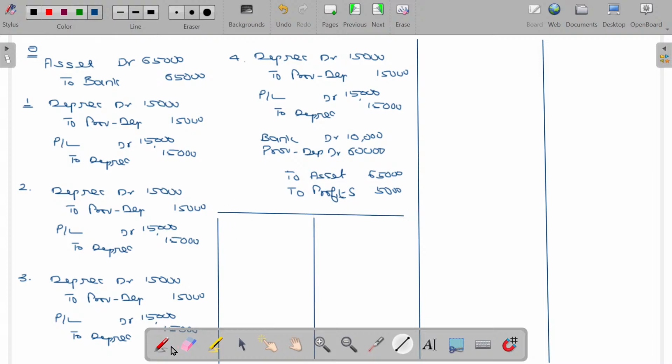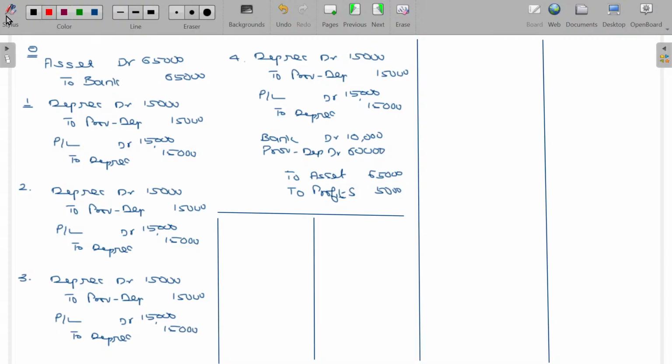What are the ledgers going to be opened here? Asset account we need to open. And we can open the depreciation and provision for depreciation. So here I open the depreciation account and provision for depreciation account here.